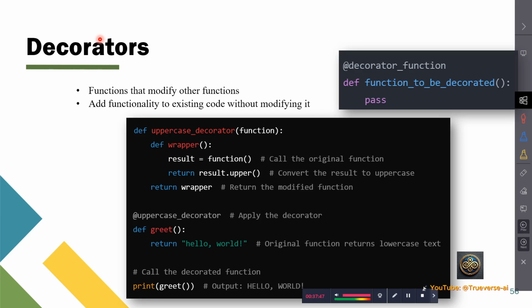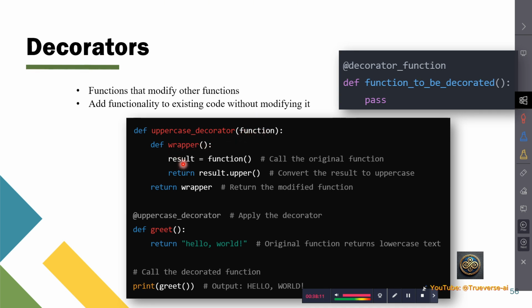For example, in the example we provided here, we have a decorator function called uppercase_decorator. So for the uppercase decorator, we just want to receive a function.